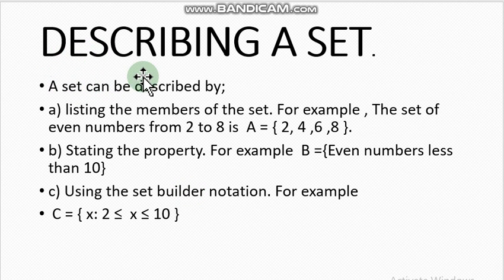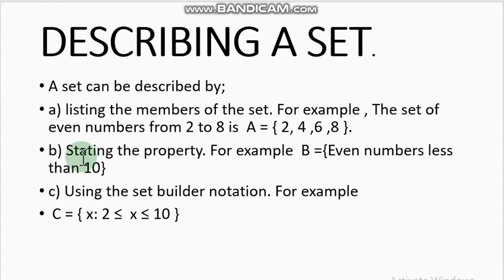Now, describing a set. How do we describe a set? A set can be described by listing the members of the set. For example, the set of even numbers from 2 to 8. So listing the members of this set, we have set A equal to {2, 4, 6, 8}. So the numbers are ranging from 2 to 8. The first number is 2, and the last number or member of the set is 8.